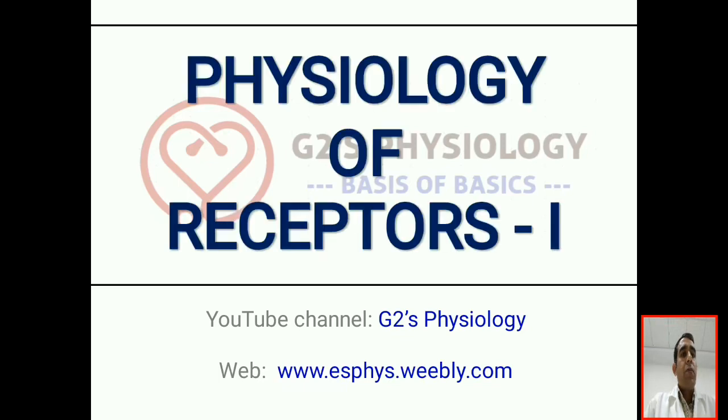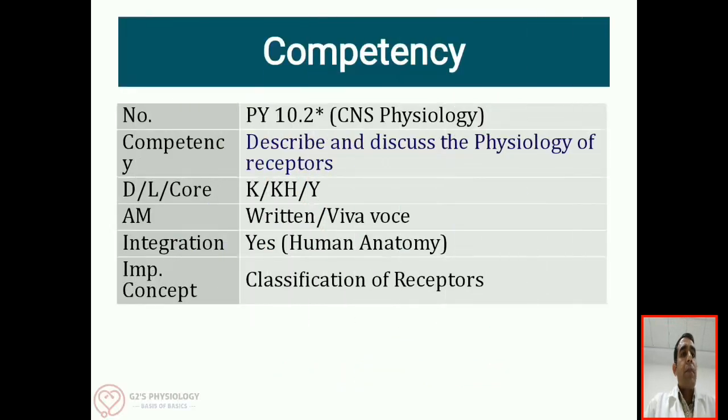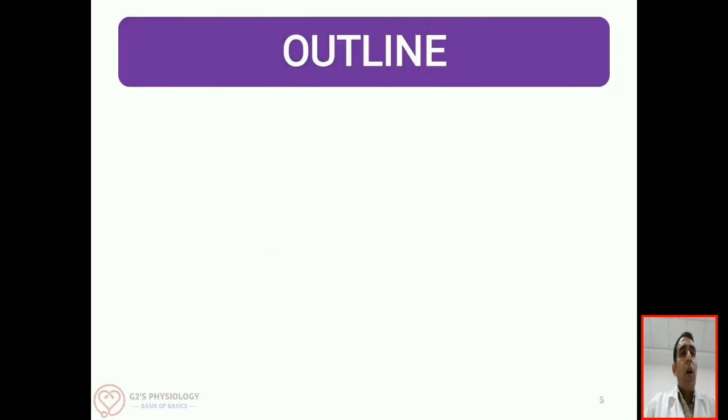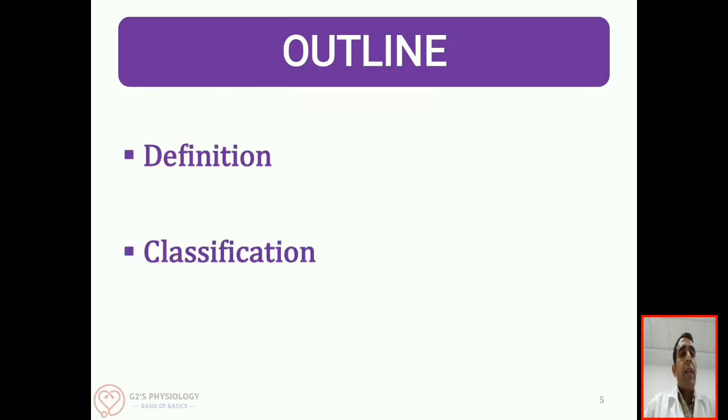So here we go with the receptor part 1. To complete this topic, we are going to address competency number 10.2: describe and discuss the physiology of the receptor that is integrated with the human anatomy. The most important concept that we are going to discuss is the classification of the receptor, and sometimes in examination this question can be asked. Now the outline: first is the definition and second is the classification.